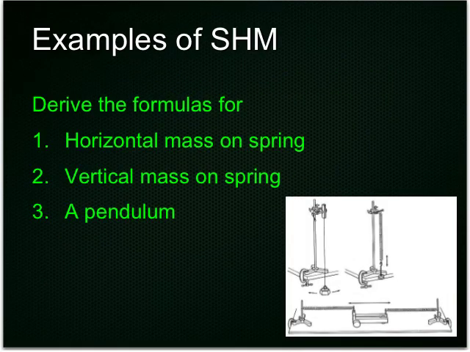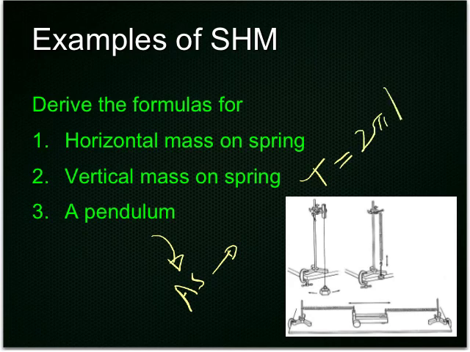So in class you guys are going to derive some formulas for the horizontal mass and spring, vertical mass and spring, and the pendulum. Pendulum, if you remember, we did in AS. We did the formula, so the first practical, and there'll be one that's T equals 2 pi square root something over something.